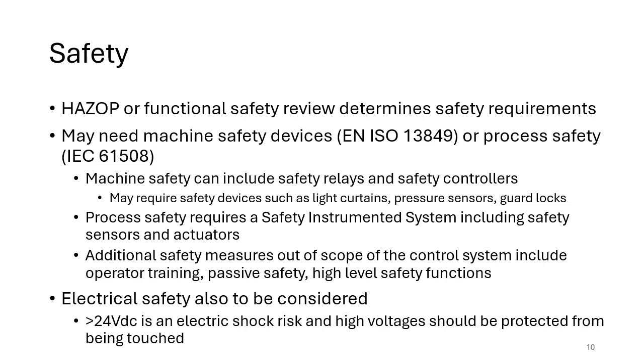And there are additional safety measures which are out of the scope of the control system, which could include operator training. That might include passive safety. For example, in hydrogen systems, we see that they're open to the air to allow hydrogen to dissipate into the atmosphere.